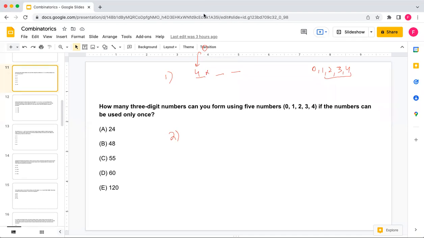Now for the next, we again have 4 digits. Now we can pick 0. We already picked 1 out of 1, 2, 3, 4, and that 1 is picked out. And now again we are left with 0 and 3 remaining from this. And now 1 more is picked out, so now we are left with 3. So this is 4 into 4 into 3, which is 16 into 3, which is 48.